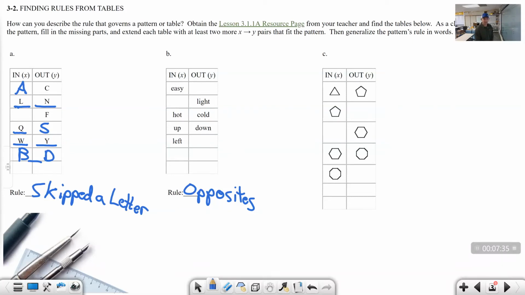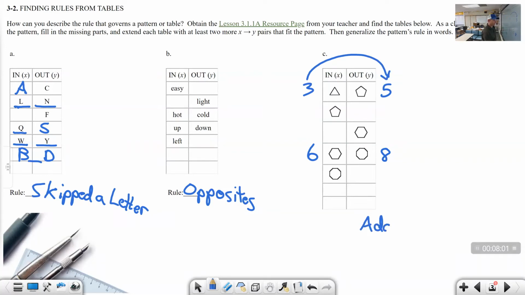Problem letter C. Now, I'm going to go ahead and shortcut these by saying these are defined by their corners or their sides. 3 corners, 3 sides. 5 corners, 5 sides. Okay, let's go down here. I see this is a 6 side, this is an 8 side. So what's the rule? What do you do to 3 to get to 5?